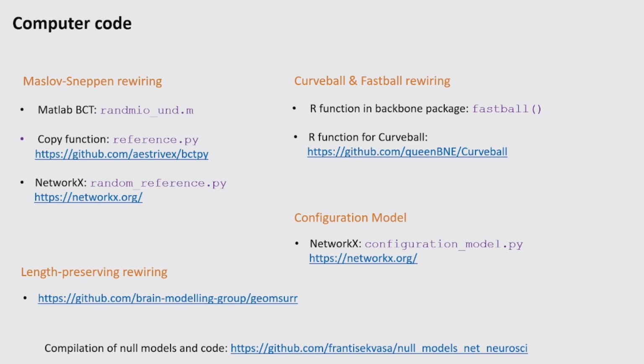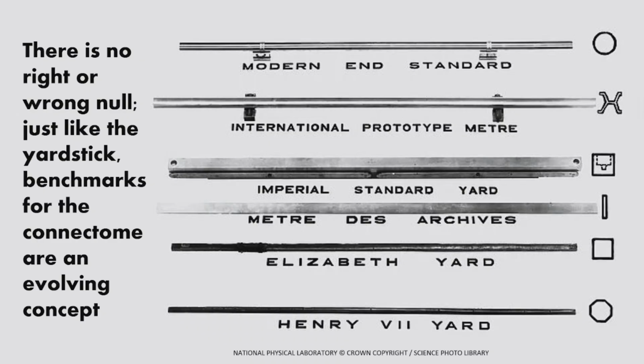But it'd be interesting to give those a go. Length preserving rewiring, I've given a GitHub link, and František and Bratislav have also put together a nice compilation of various null models. So check out the GitHub link there on the bottom of the slide. So just to wrap up, I fully agree with František's early point. There's no right or wrong null model.